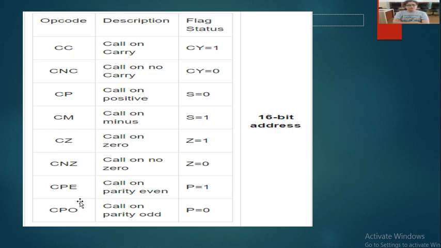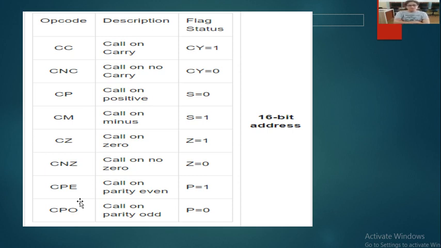Let's start with the very first statement. The first statement is CC. The first C stands for call, the second C for carry. Call if there is a carry. In that case, the value of the carry flag is equal to 1. So if the carry flag is 1, it will transfer the call to that particular address.